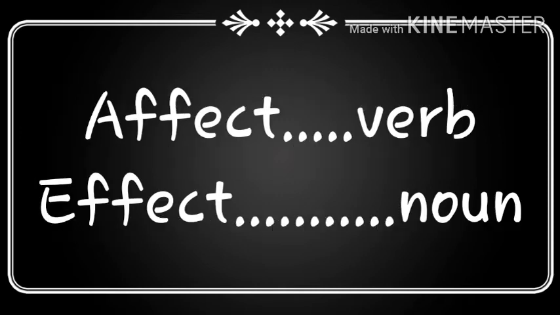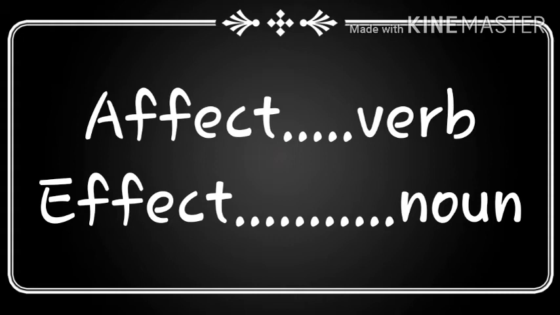Next, two words which are often confused are affect and effect. Affect means influence or to make a change in someone. It is usually used as a verb, that is, a word which shows an action. For example, the rain affected my fever. So here, affected means it brought about some changes in my fever. So it is a verb and we use affected.